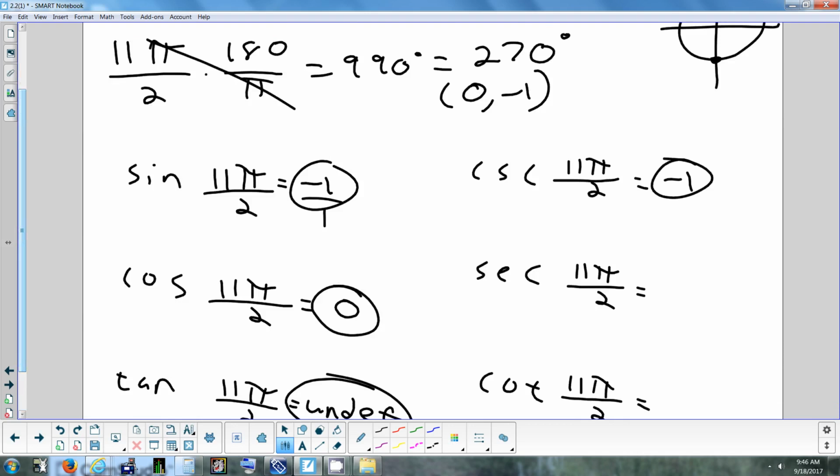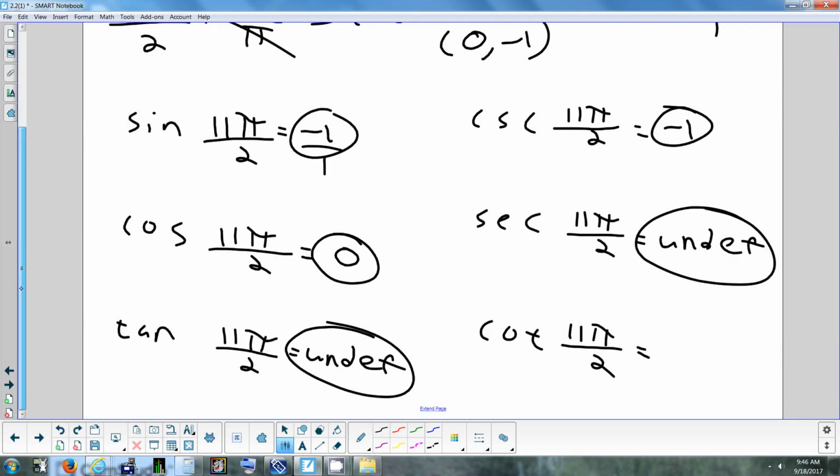Alex, the secant? Undefined. Nice, undefined. And the last one, how about Emily? Cotangent? 0. Okay. Any questions on that?